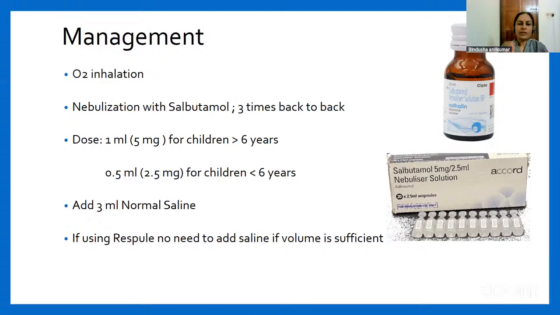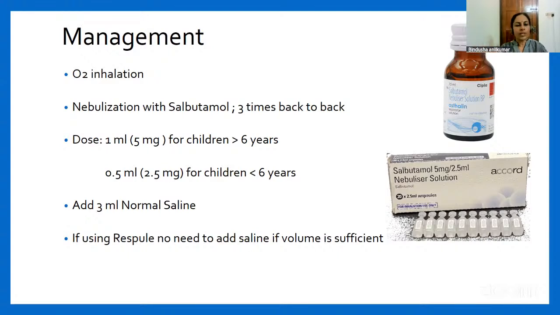Anyway, if you are using a nebulizer, you will have to add normal saline, because if you are using the usual jet nebulizer, the minimum volume of the nebulizing chamber will be 3 ml. 3 to 5 ml is the volume of the nebulizing chamber. So make sure that you add normal saline to make up the volume.